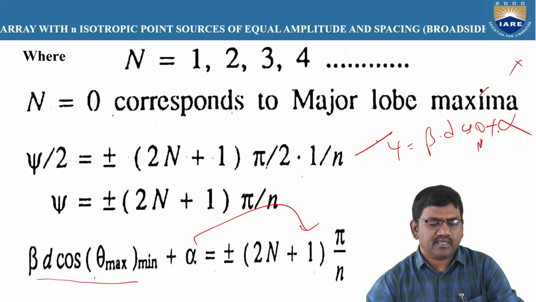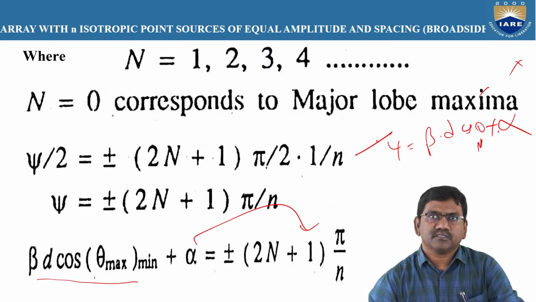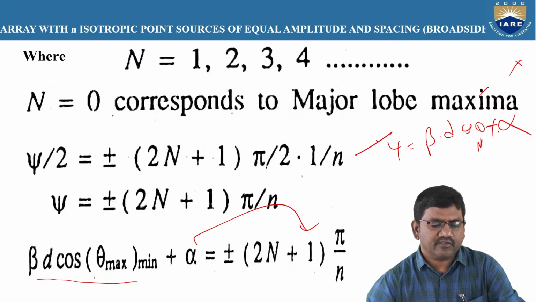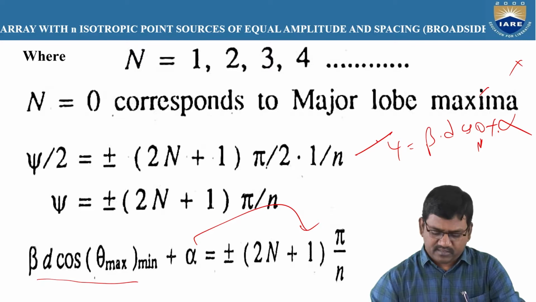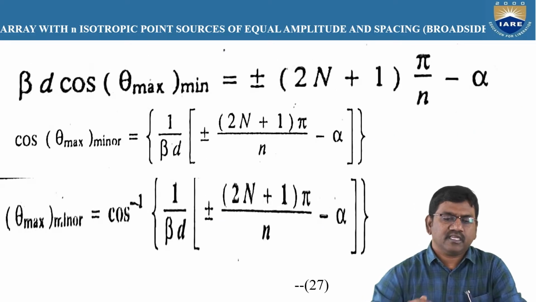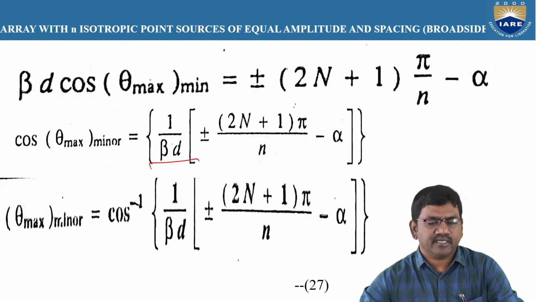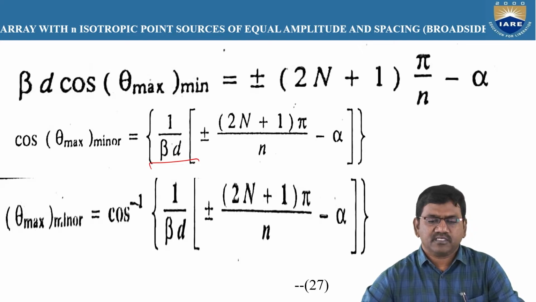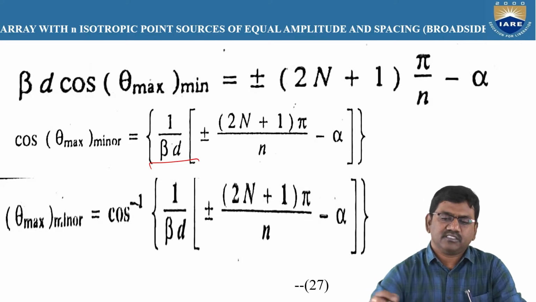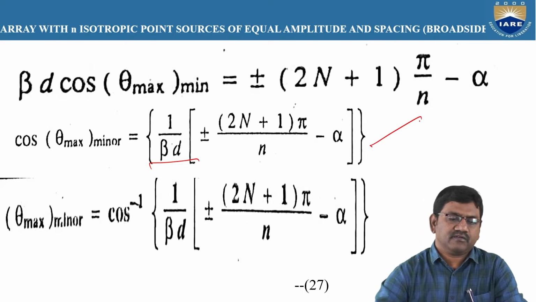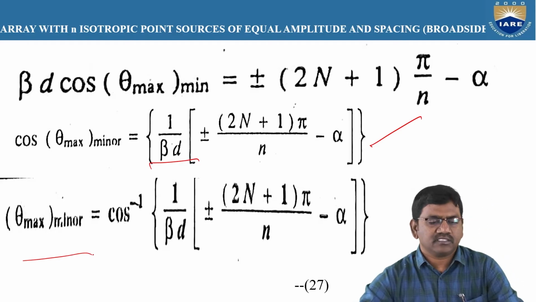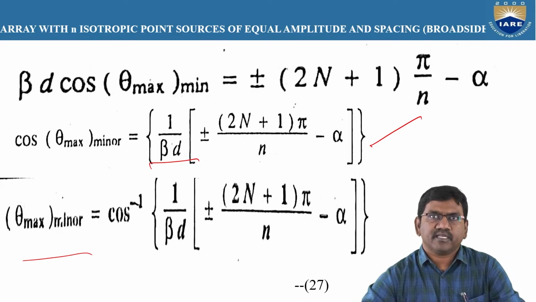So beta d cos theta max is equal to plus or minus (2n plus 1) into pi by n minus alpha. And if you want to find out theta max, you will get 1 by beta d here. So cos theta max is equal to 1 by beta d into plus or minus (2n plus 1) into pi by n minus alpha. This is just for mathematical simplification. So theta max is equal to cos inverse of 1 by beta d into plus or minus (2n plus 1) into pi by n minus alpha.